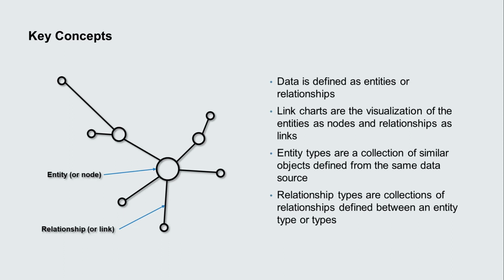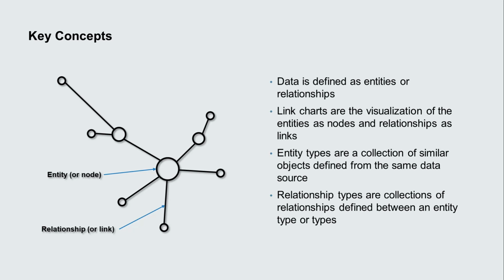So before we get into the steps to conduct link analysis in ArcGIS Pro Intelligence, I want to cover a few key concepts. The visualization of the network is called a link chart. In the link chart, the nodes are the visual representation of the entity. And an entity can be a person, group, activity, or other object such as a vehicle or a cell phone.